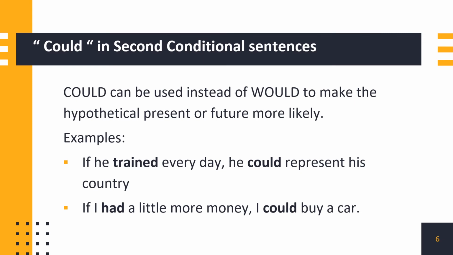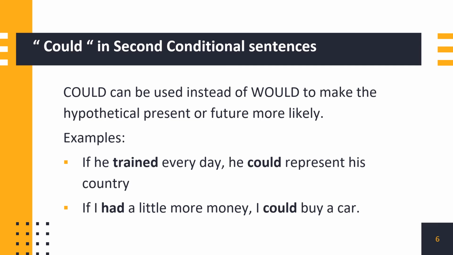Well, another thing that we often find in second conditional sentence is the use of modal could. Could can be used instead of would to make the hypothetical present or future more likely. So in some situations, we can replace would with could to show the possibility. For example, if he trained every day, he could represent his country.